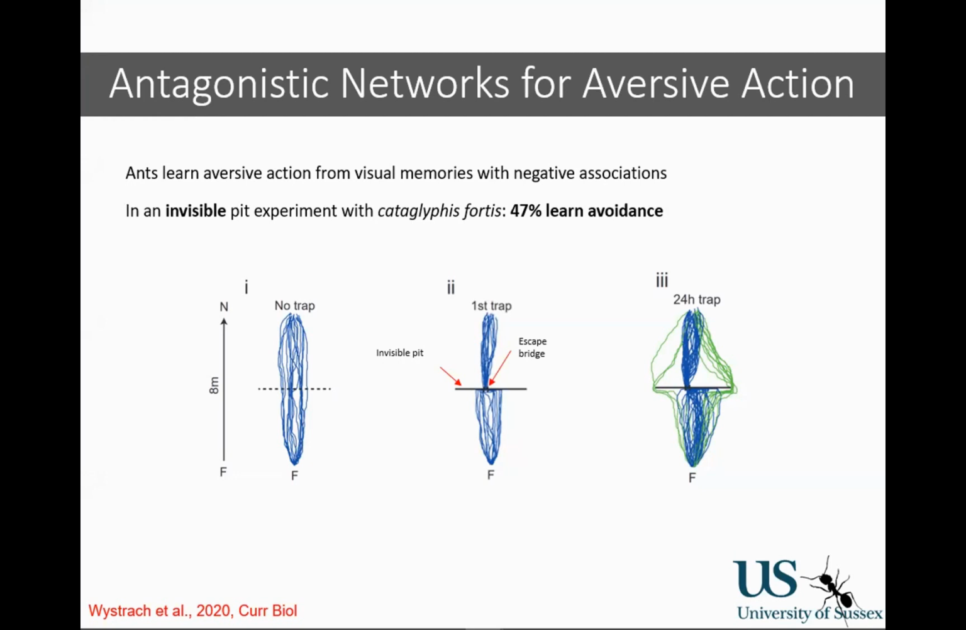After some time, an invisible pit was placed between the feeder and the nest. So there are no visual cues of this pit. It's invisible. The ants fall into the pit and are able to escape by traveling to the center of the pit, where there is a little bridge from which they can escape. And after 24 hours, about half of the ants learned to avoid the pit by going around it.